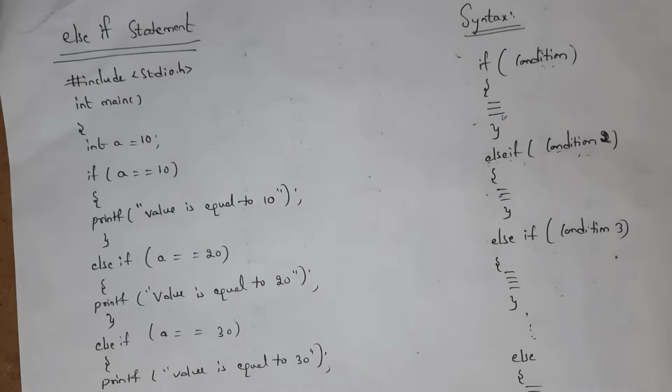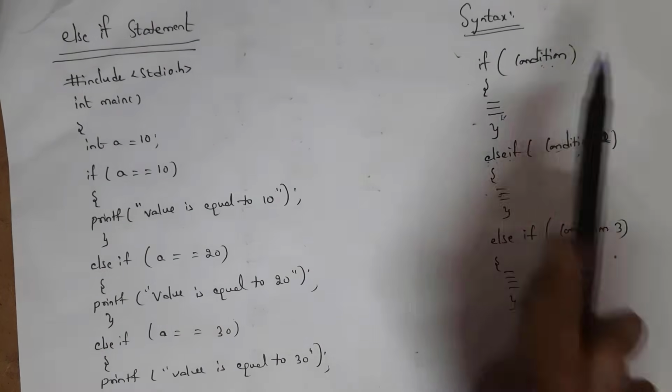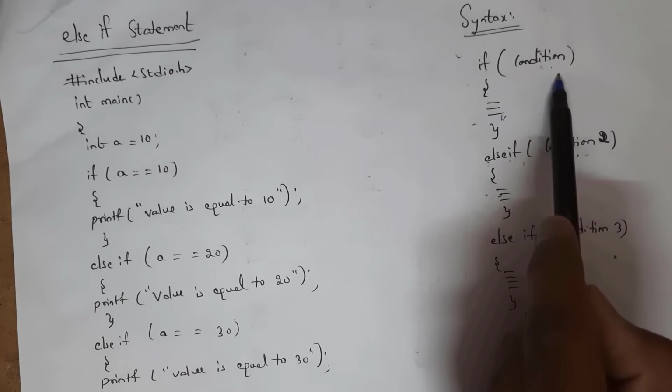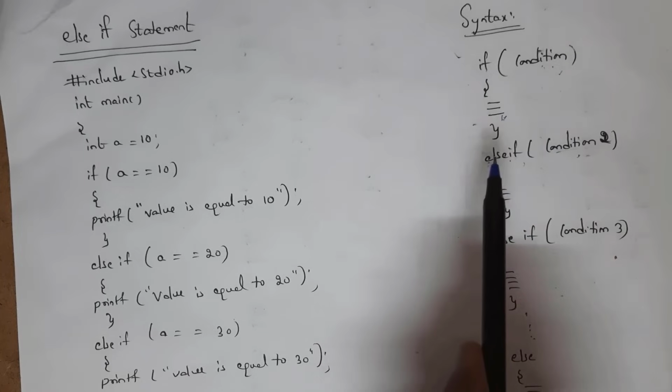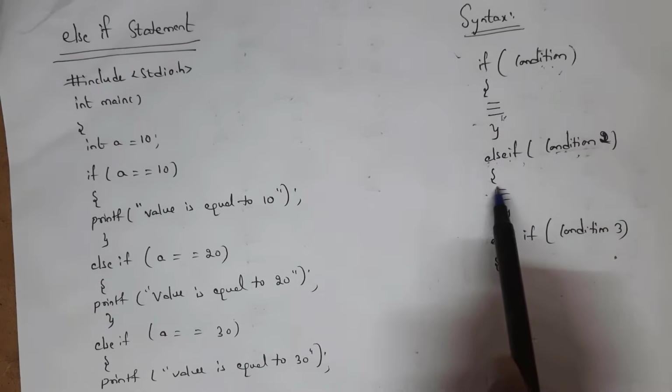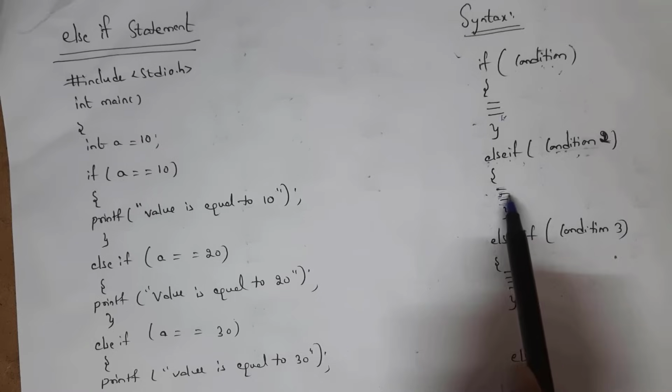This is the syntax of the else if statement. At first, you need to write if and give a condition. If this condition is satisfied, then whatever statements are present inside if will be executed. Next, you need to write else if and give the else if condition. If this condition is satisfied, then whatever code is present inside this else if will be executed.